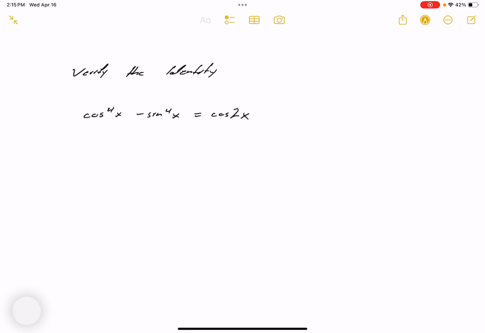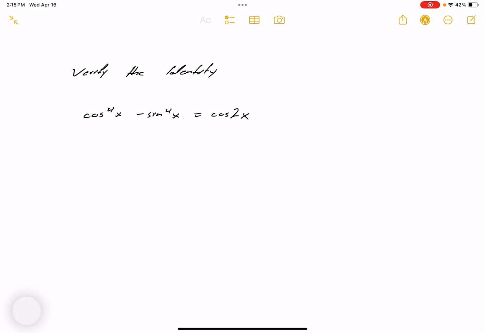I'm going to verify one identity with you guys. I might be doing more videos on identities too, just like the one I'm doing now. I want to do them individually because they might take a little while to do. So we're going to start with one example.